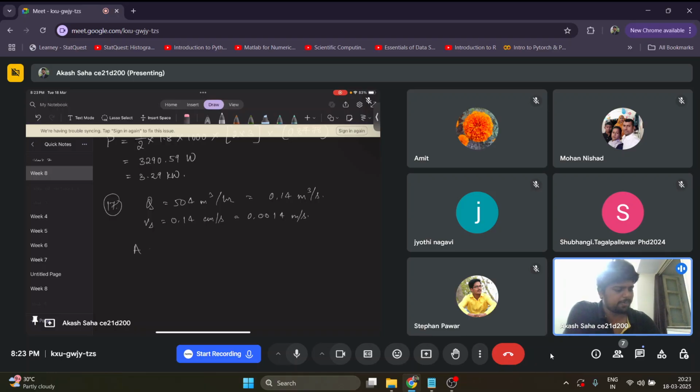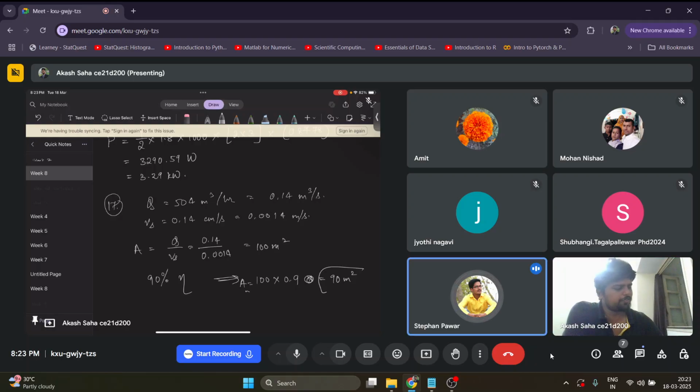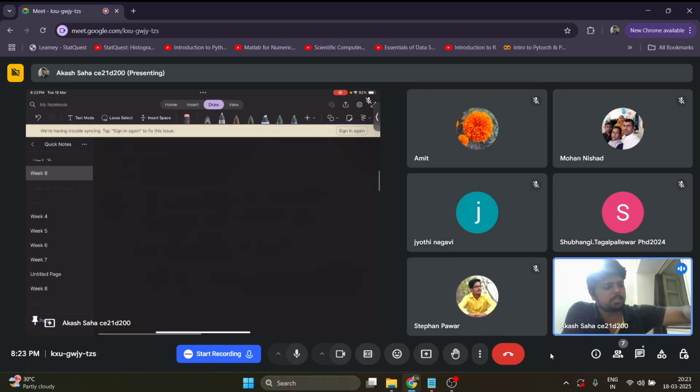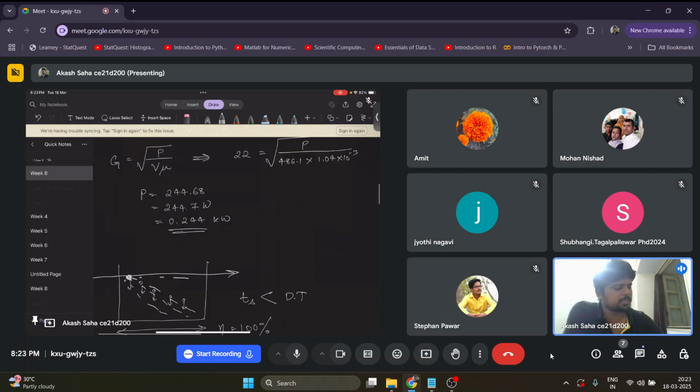Now plan area A will be Q by Vs. So it will be 0.14 by 0.0014. That is nothing but 100 meters square. Now for 90% removal efficiency, it will be 100 into 0.9 area required. So it will be 90 meters square. So if you are providing 90 meters square, only 90% of the particles will be removed.